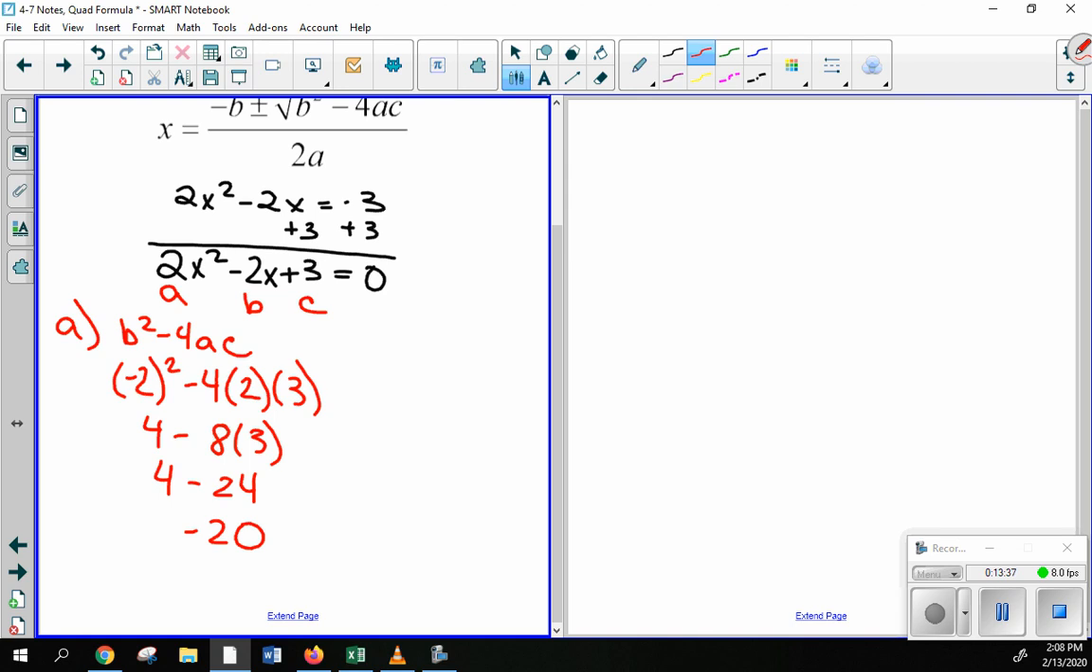Since I have a negative value in my discriminant, part B, how many x-intercepts do I have? 0. And since I have 0 x-intercepts, what's the point in doing part C if you don't have any? So then you just skip part C.